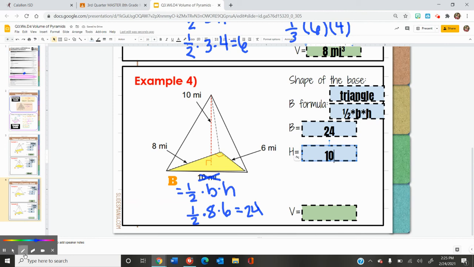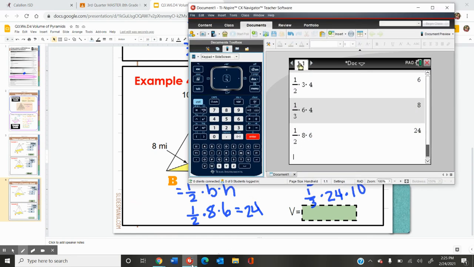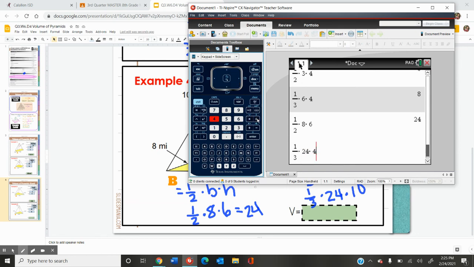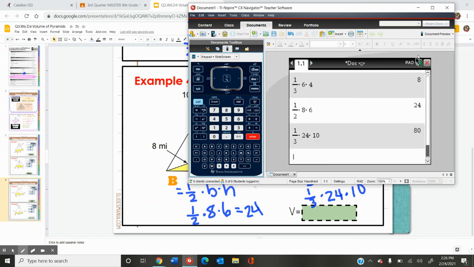So now that I have found the area of my base and I have established my height, I can now apply this into the formula. The volume of this pyramid is 1/3 times base times height. So here I have 1/3 times the area of my base, which is 24, times the height, which is 10. So in my calculator now, I'm just going to type that as it appears. So control divide, 1 on top, 3 on the bottom. I'm multiplying this by 24 and 10, and now I get 80.